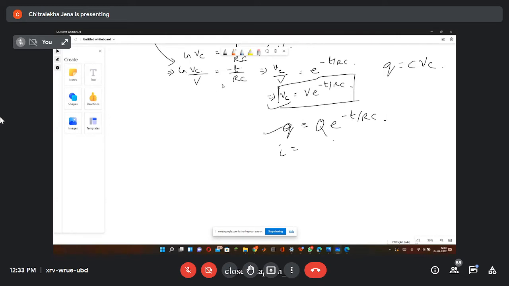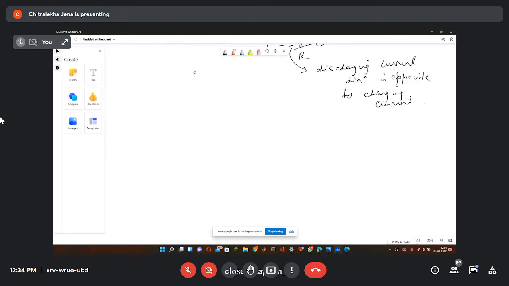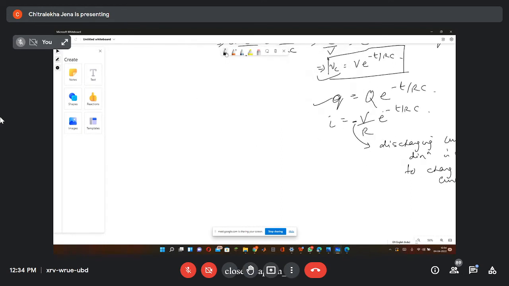V by R e to the power minus t upon RC. V by R, how much? e to the power minus t by RC. So here we'll put a minus sign because the discharging current direction is opposite to that of the charging current. Discharging current direction is opposite to charging current. That is why a minus sign is given. Understood? Clear to all of you? Yes, ma'am. Okay, very good.